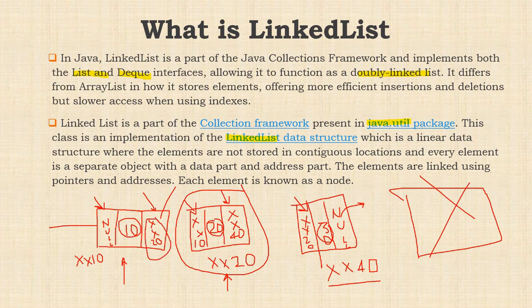Okay, in next address we can pass xx40. Instead of passing xx20 we can pass xx40 here. So it will not take more time. So time complexity will be order of 1 in case of insertion or deletion. So this is the advantage of linked list. Time complexity will be order of 1 for insertion or deletion in the middle of your linked list.